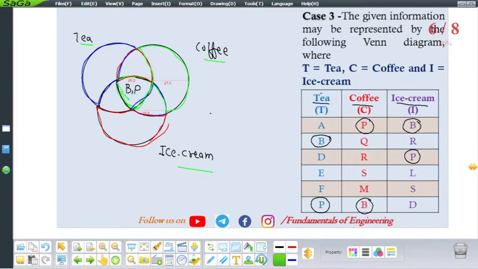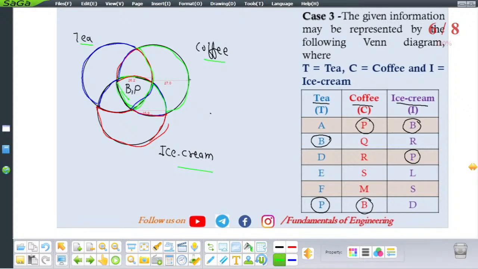Now we have to find out the similar name between tea and coffee. So by using this tea column and coffee column, is there any similar name? You can see A appears here, no. D is not, E is not, F is not. So in this area there will be no objects. So tea and coffee, there will be no object.